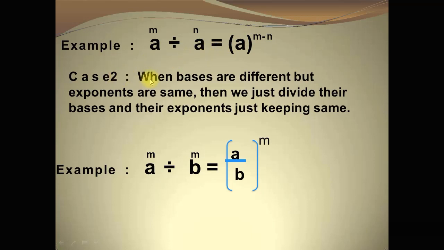Now case number 2, when the bases are different but the exponents are the same. In this example, the bases are different and the exponents are the same. Then we just divide the bases and keep the exponent the same. So in this example, a power m divided by b power m. Since the bases are different, we divide the bases, a by b, and keep the exponent the same.